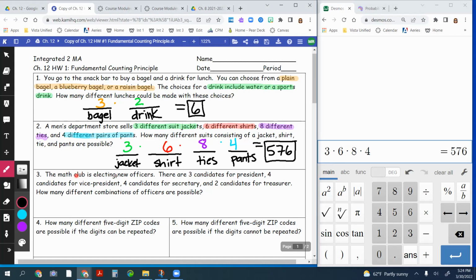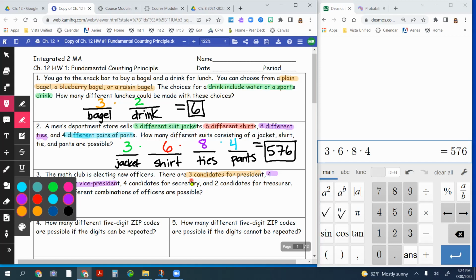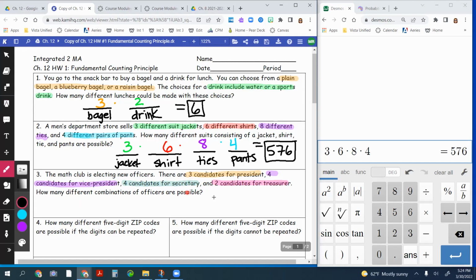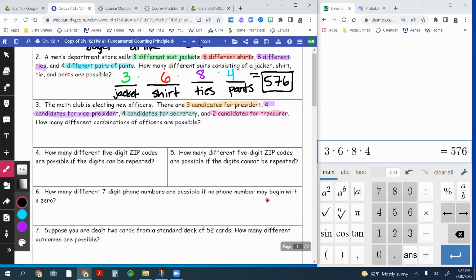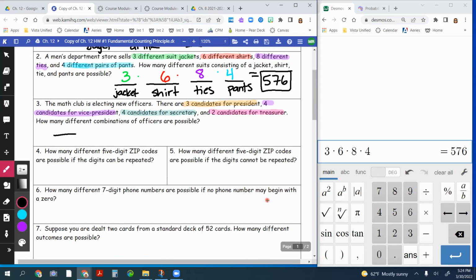The math department is selecting two new officers. There are three candidates for president, four candidates for vice president, four candidates for secretary, and two candidates for treasurer. How many different combinations are possible? Okay, so I'll put President, VP for vice president, secretary, and treasurer.